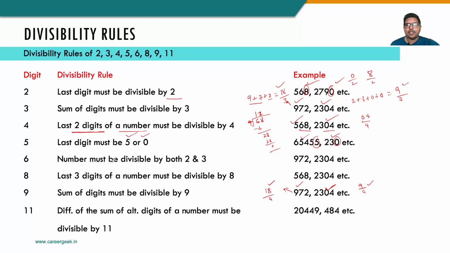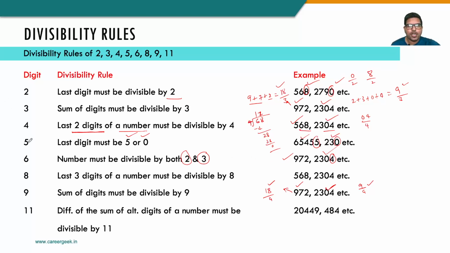Now, for 6, there is no special rule. If a number has to be divisible by 6, of course it must be even and it must be divisible by 3. Okay. So that means a number must be divisible by 2 as well as 3. Then we can say it is divisible by 6. So 972 we have seen is divisible by 3 and it's an even number, so it's divisible by 6. Same for 2304. The number is divisible by 3 and it's an even number, so it's divisible by 6. So for 6, you just need to see if it is an even number divisible by 3 or not.